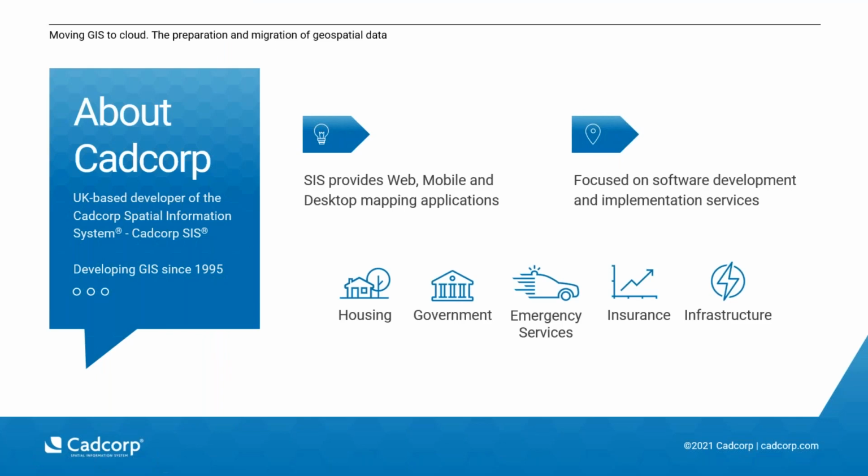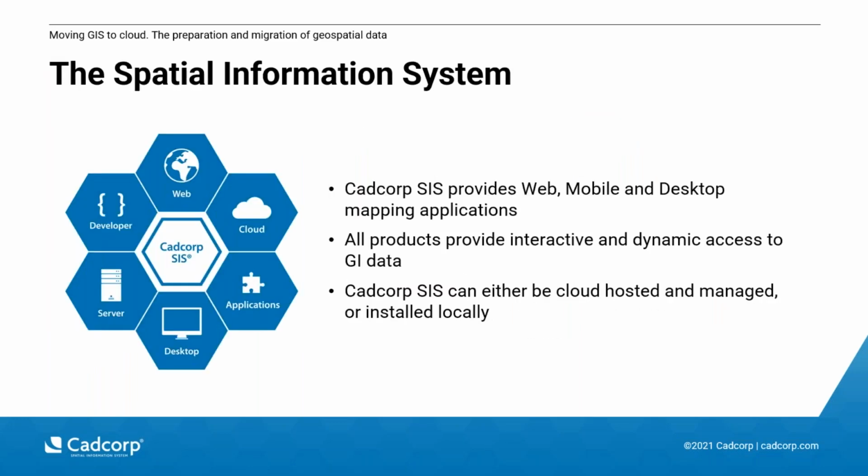So a little bit about us at CAD Corp. We're UK based and focus on the development and delivery of our GIS applications. We work across various sectors, these on screen and more. CAD Corp SIS, or Spatial Information System, is our suite of GIS products covering WebMap and mobile and desktop applications. All products provide interactive and dynamic access to geospatial data, and CAD Corp SIS can either be hosted in the cloud and managed there, or indeed installed locally.